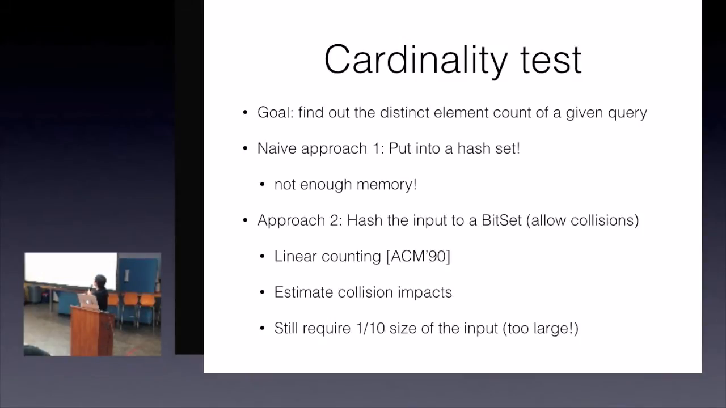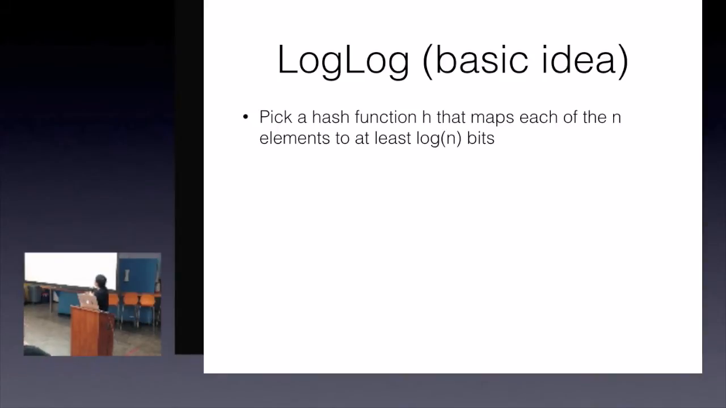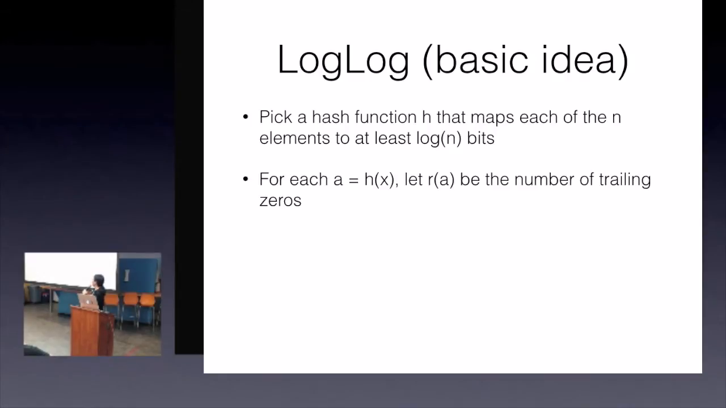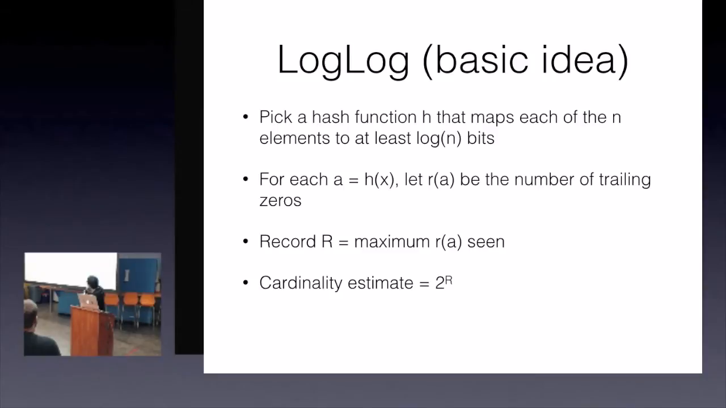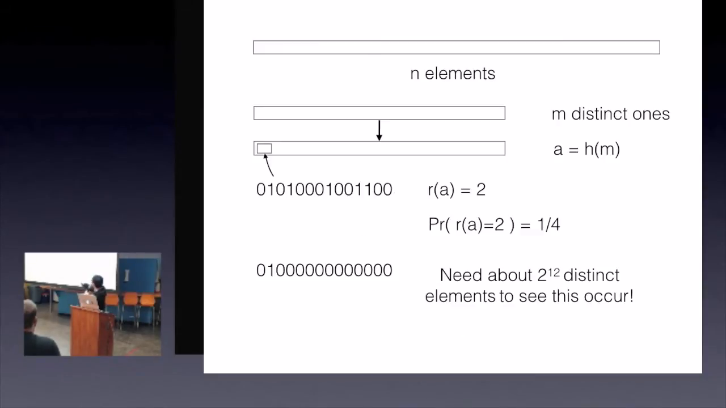So enter the LogLog algorithm. The basic idea is we pick a hash function h that maps each of the n elements to at least log n bits. You can ignore the log n part. We just think that it maps an input into a random bit string. X is your input from the n elements, and then you get the bit string A. Let the rank of A be the number of trailing zeros. Say for this A, the number of trailing zeros is 2.